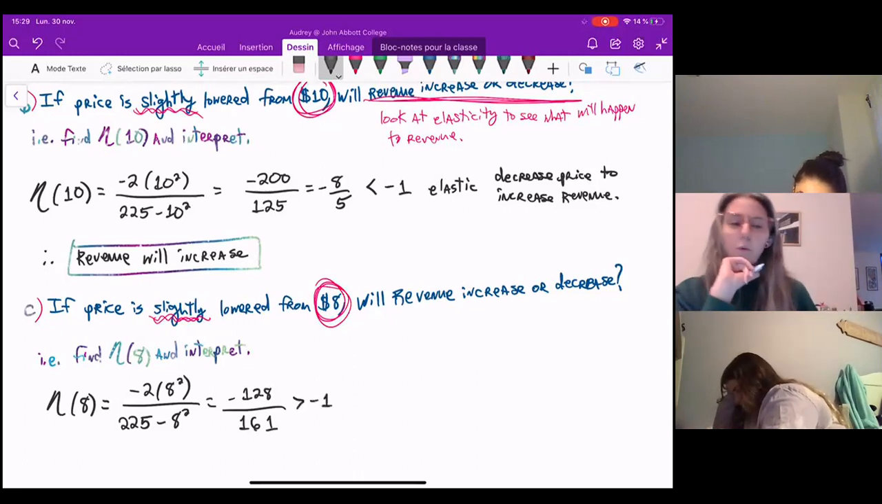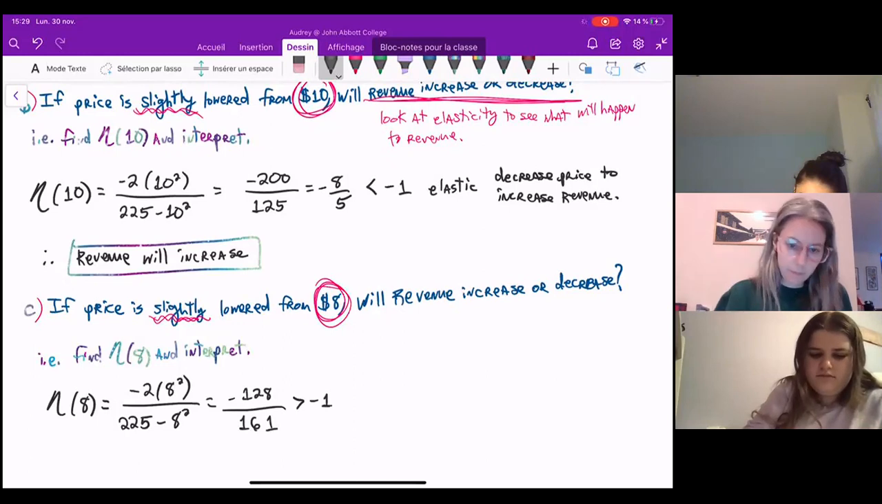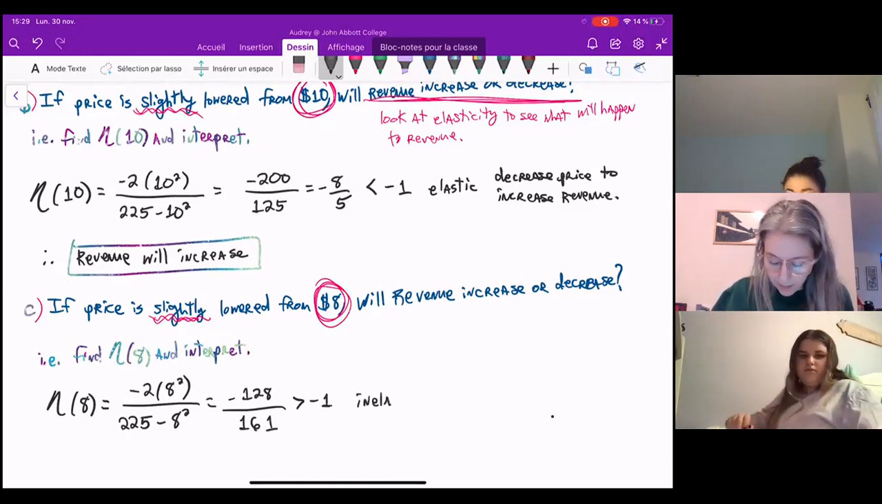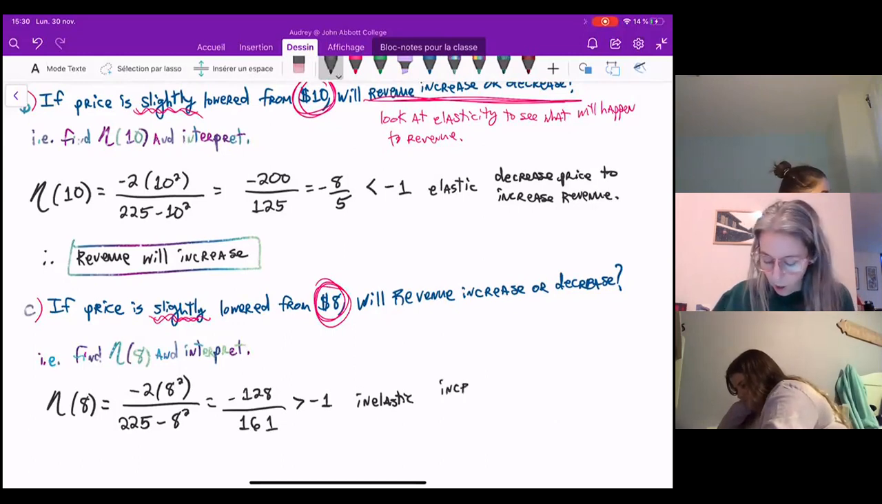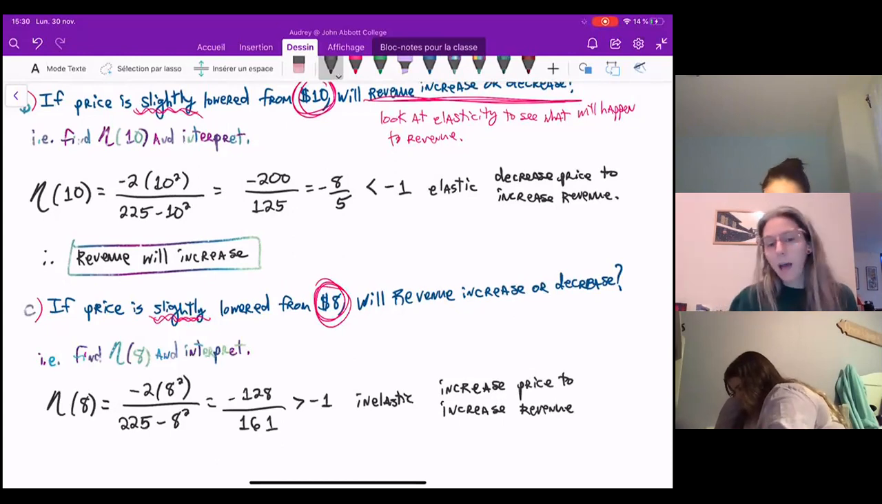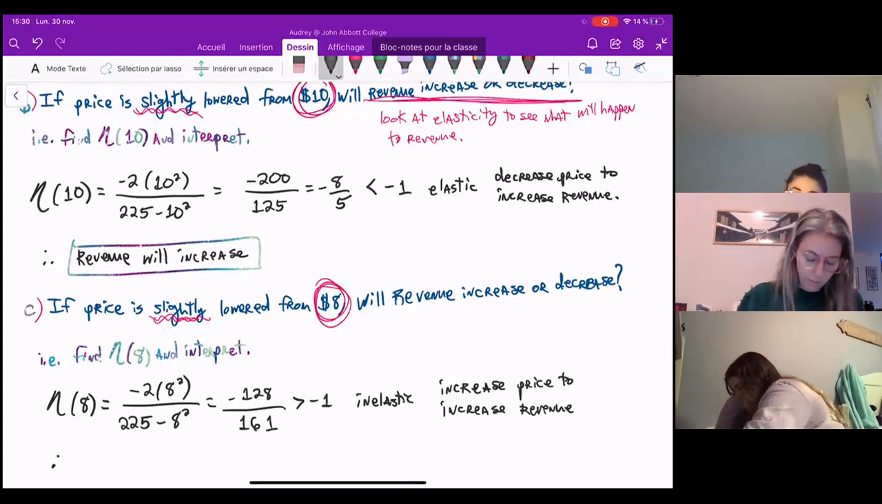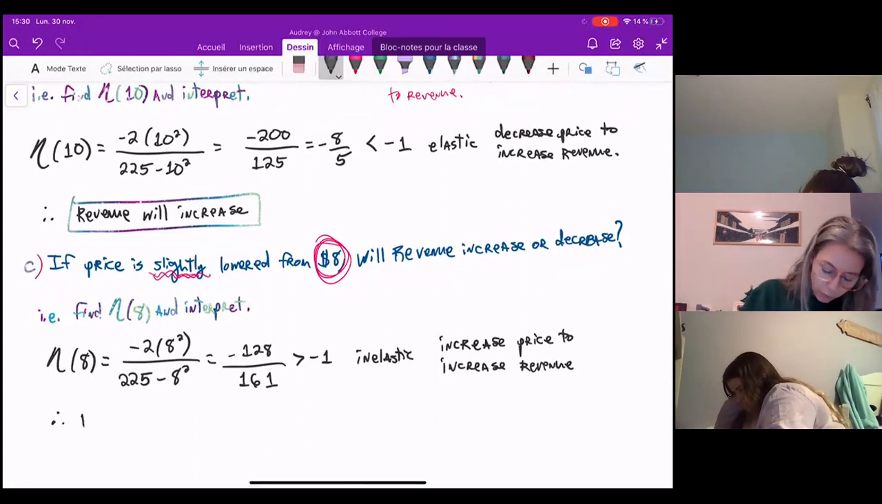And if it's greater than negative 1, is it elastic or inelastic? You got it. This is inelastic. So what should I do to price to increase revenue? Increase price to increase revenue. You got it. All the ins go together. Remember, inelastic, so increase price to increase revenue. So if I lower my price, what's going to happen to revenue? You got it. So in this case, lowering my price will cause revenue to decrease.